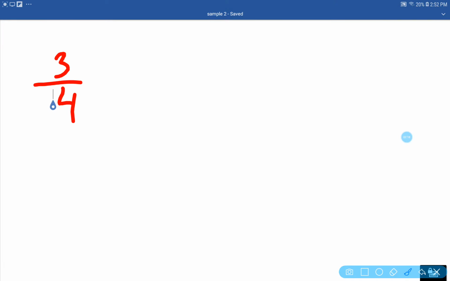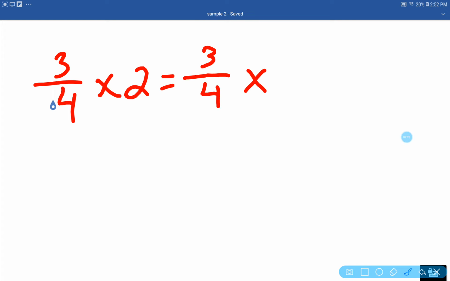3/4, write that again, times 2. Okay. So what we have to do again is rewrite that. So 3/4, and then we're going to put that 2 over a 1. So it's an imaginary 1. So now that we have that set up, all you're going to simply do is multiply across. So 3 times 2 is 6. 4 times 1 is 4.